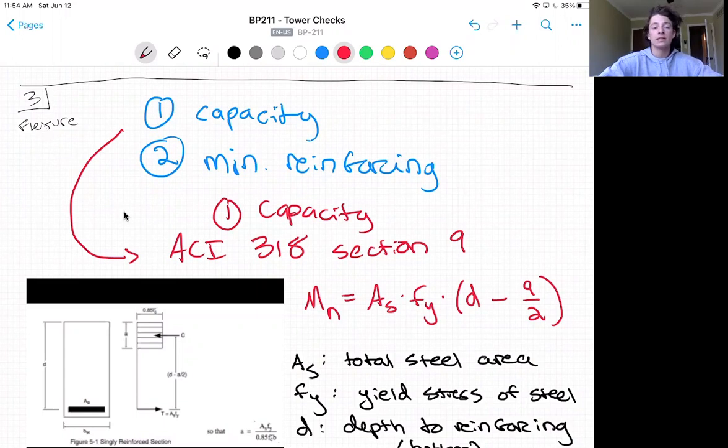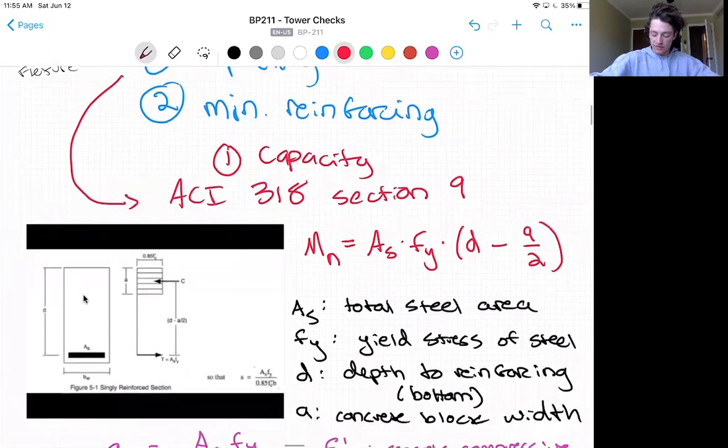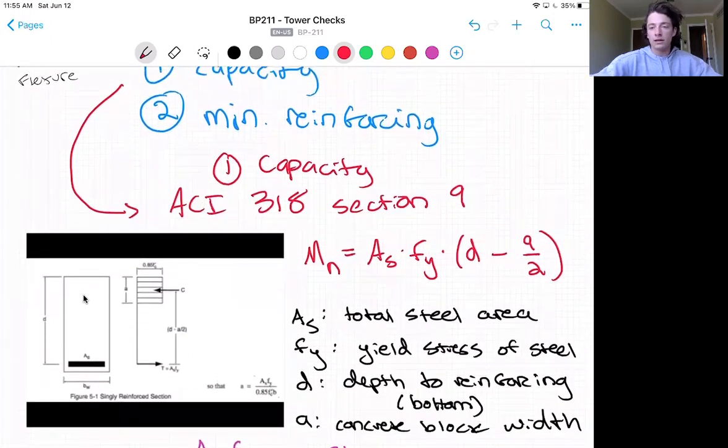From ACI 318 Strength Design, Section 9, in the notes provided, the nominal moment capacity of the section can be found as Mn equals As times Fy times (d minus a over 2), where As is the total area of steel, Fy is the yield stress of the steel rebar, d is the depth to reinforcing, which we'll take as the furthest away, or the bottom steel, because that is what is actually ending up in tension. And a is the width of the concrete compressive block. And these can all be viewed in the diagram here.